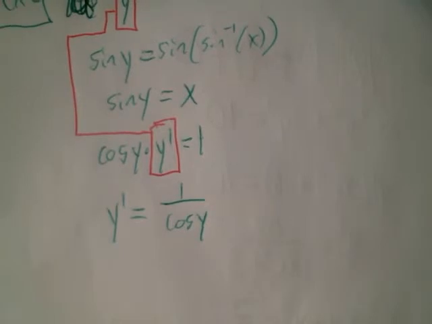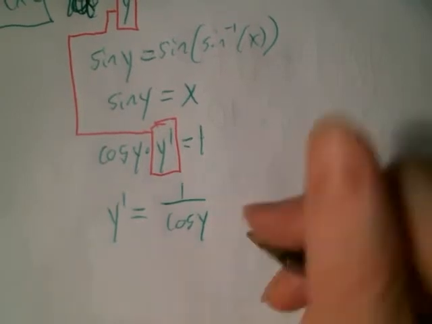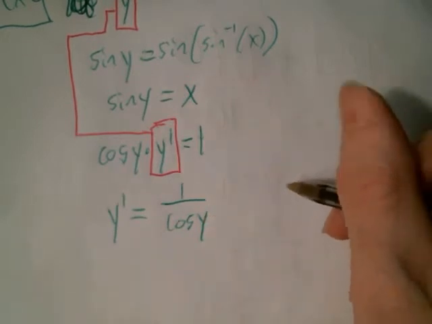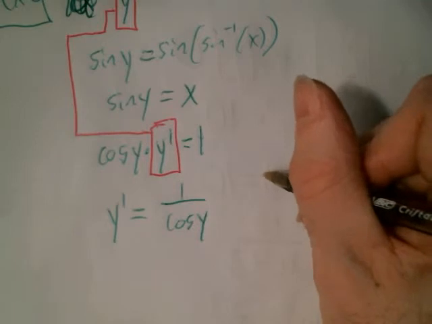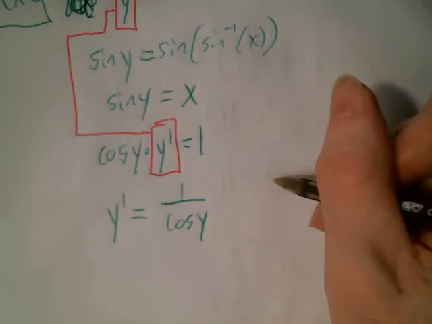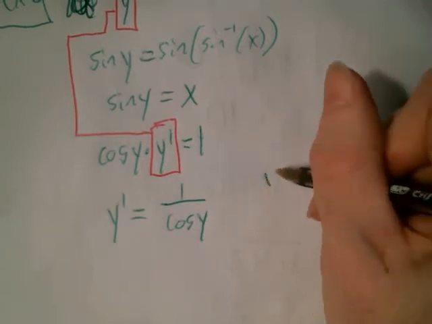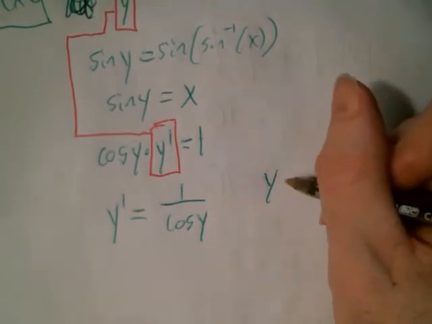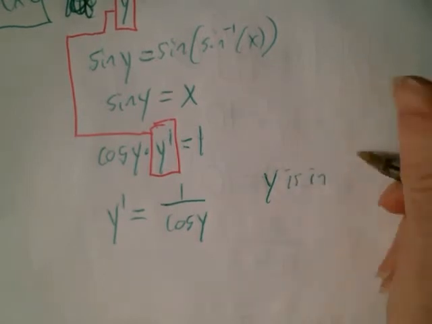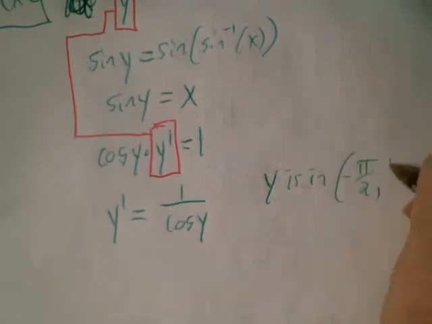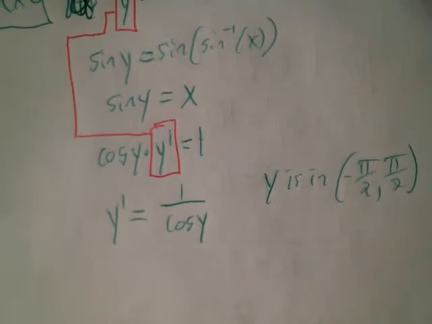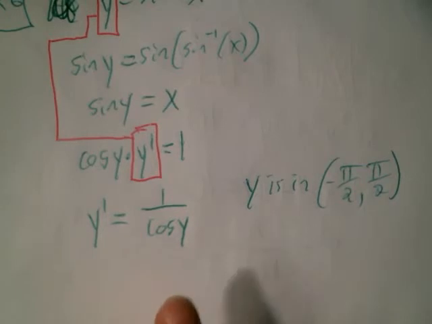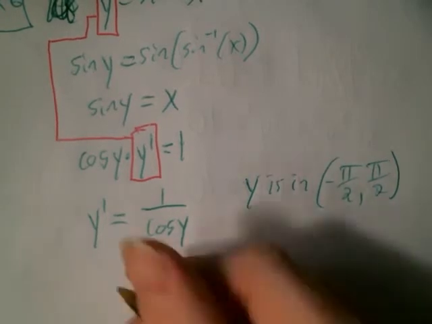We are going to use a restriction on cosine. We'll restrict the inputs of cosine, so y is in this interval from negative pi over 2 to pi over 2. So for one thing, we don't want cosine to equal 0. Also, we're going to replace cosine of y.